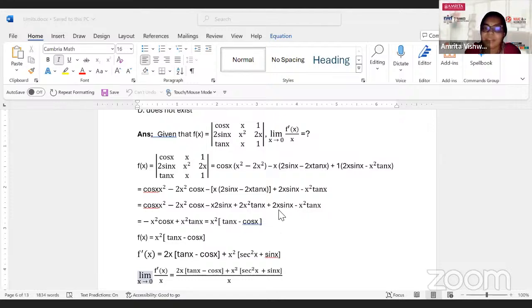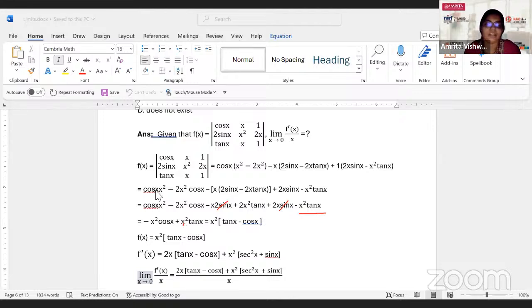So here some terms will get cancelled. This is a positive 2x sin x, and this is minus 2x sin x, so it's gone. Now this is 2x square tan x and this is x square tan x. So there is only one x square tan x that's going to be there, and that too positive. So here this complete term gets reduced to, see this here also 2x square, here it's x square. So we'll subtract 1 and we'll have minus x square cos x plus x square tan x.